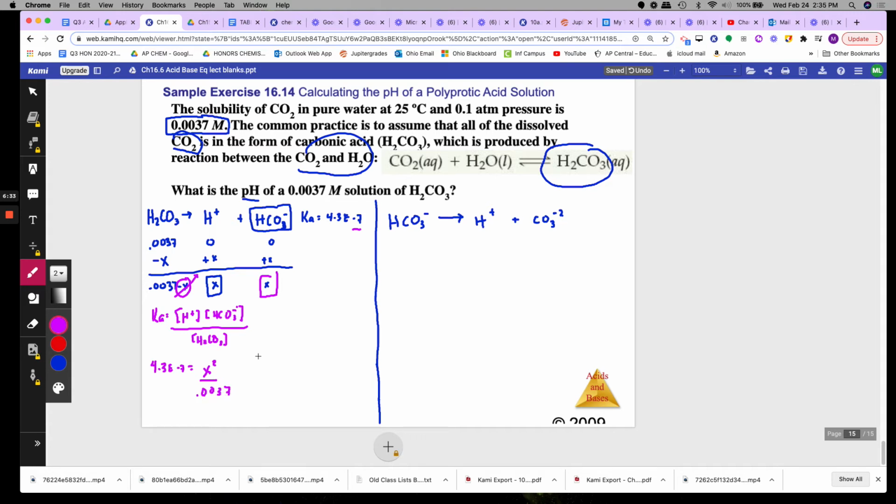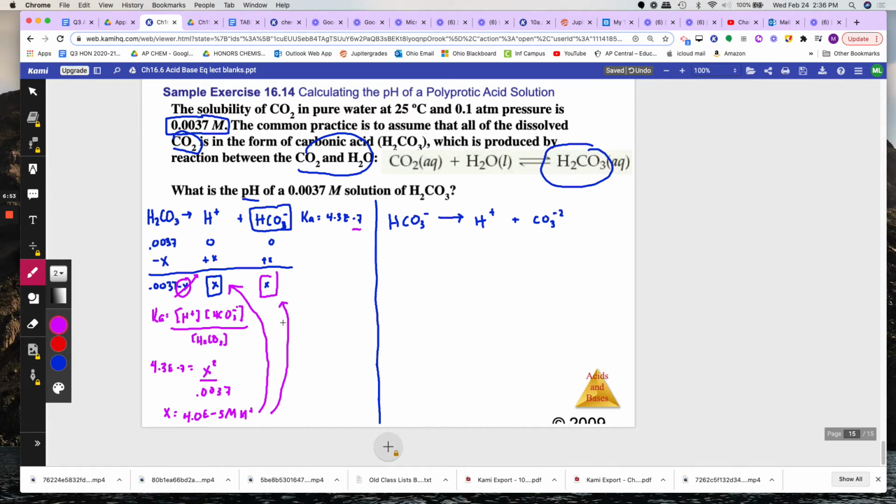Solving for x is equal to 4.0 E negative 5. And that is the molarity of the H plus. So that is x right here. That's this number and also this number, okay? They're both that number. So this number, 4.0 E negative 5, is going to go here. That's what you have in the beginning, 4.0 E negative 5.